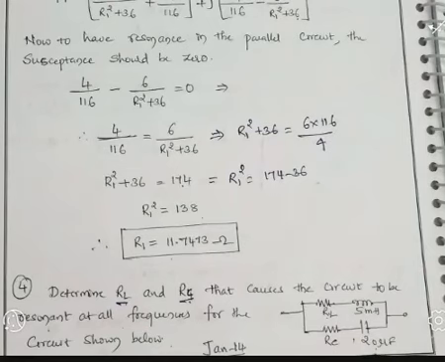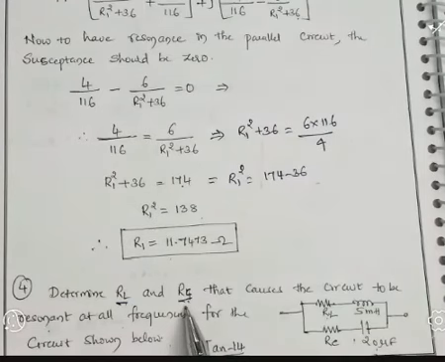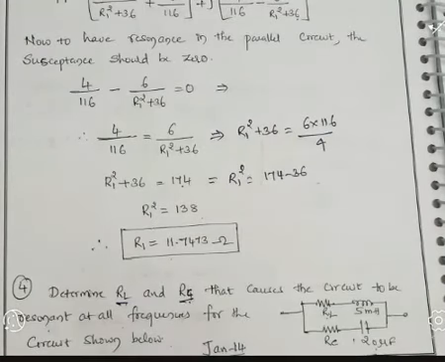Once again, I am repeating for this one. RL and RC we have to calculate. RL equals RC, that is equal to square root of L by C. Substitute the values of L and C, do the calculation and write the answer in the comment box.